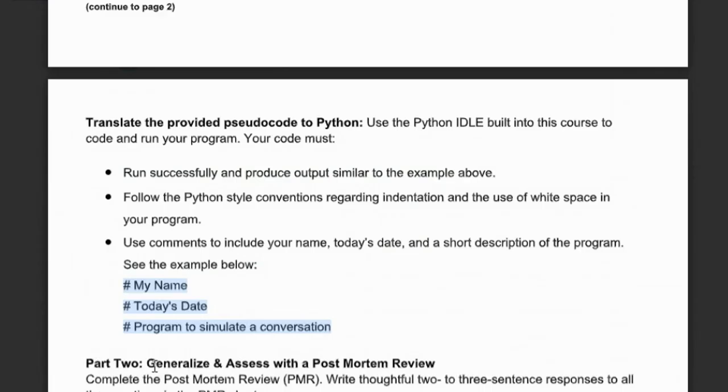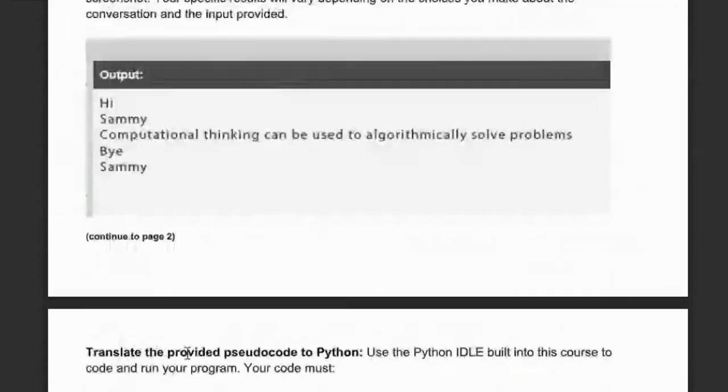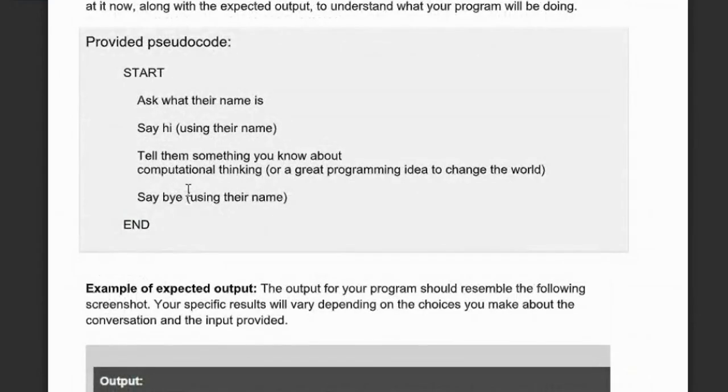Part two, the post-mortem review we talked about. Purpose of the program, how it can be useful, good stuff. This one's pretty simple in the fact that they already gave us the pseudocode, so that really shortens this. The first one is going to be a lot shorter and easier to do, because we don't have to do any thinking. We just have to follow the pseudocode and write the program that goes with it.